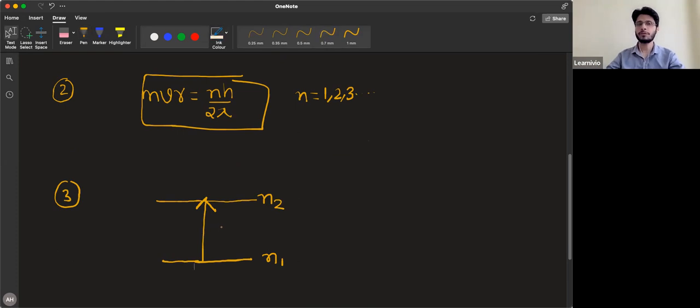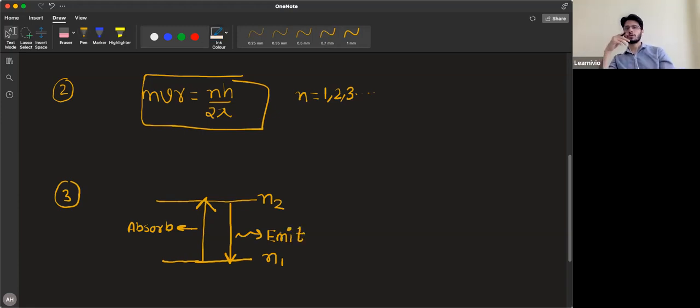If it is jumping from an orbit having low energy to an orbit having high energy, this electron will absorb energy. And if it is jumping from a high to a low energy orbit, then this electron will emit energy. So if an electron jumps from low energy to a high energy orbit, it will absorb energy. If it jumps from high to low energy, it will emit energy. And it emits energy in the form of radiation. So these are the three postulates of Bohr.